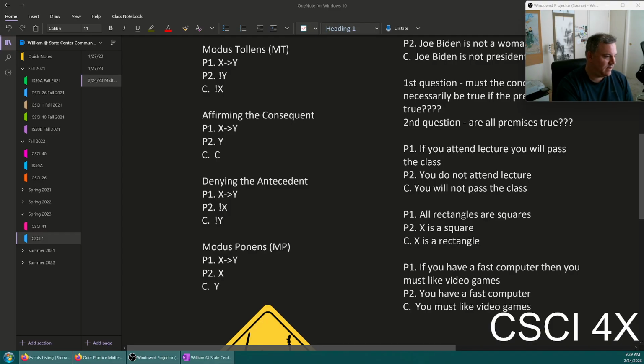Yes, this is in fact a modus ponens argument, so it is a valid argument. If you said it's modus tollens, where is the denial, right? There's no not anywhere in here, right? It can't possibly be modus tollens.